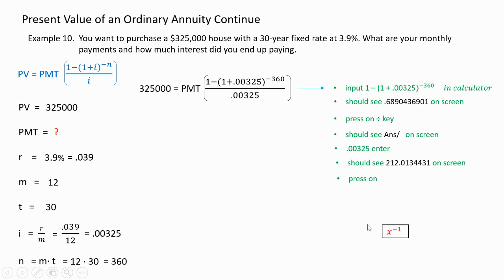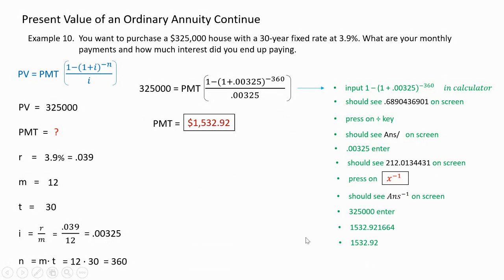Now we hit the inverse key, right? So this is what you should see on the screen, and then you enter the 325,000. So this is what you see. So your payments will be $1,532.92. Those are your payments.